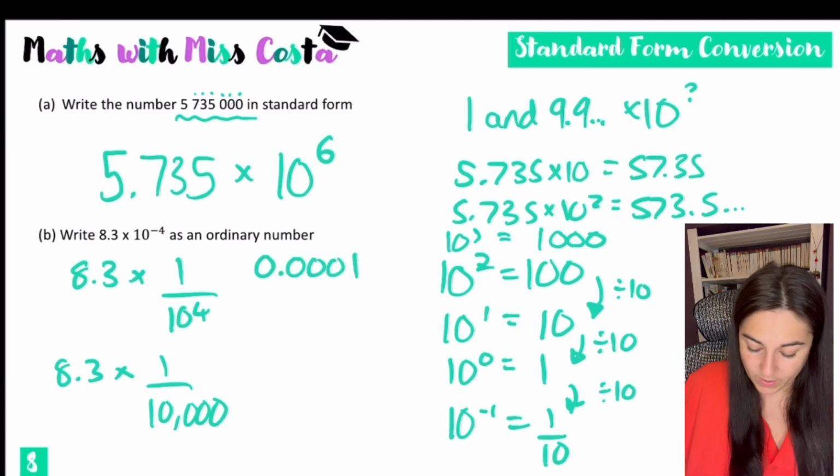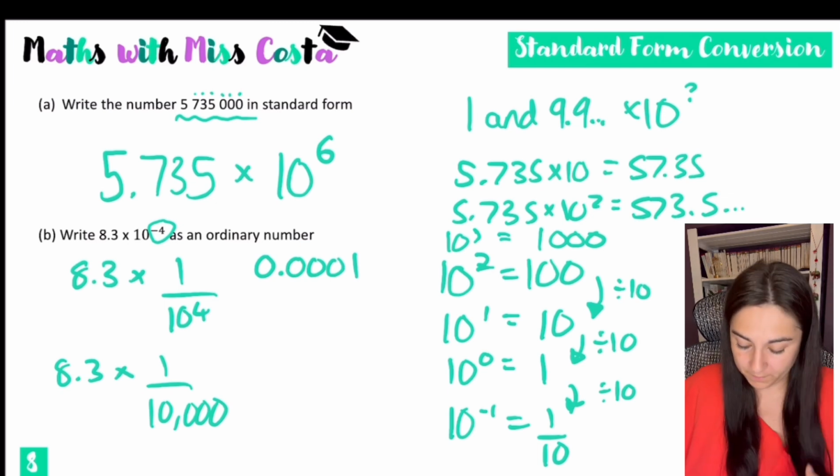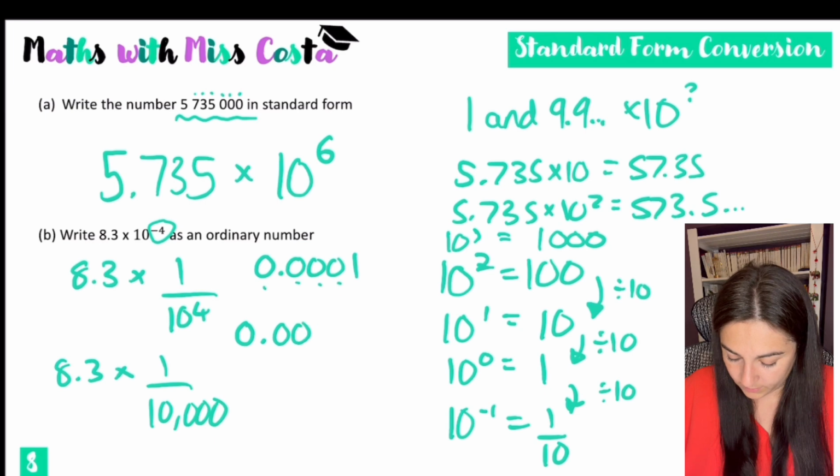1 over 10,000 is the same as 0.0001. So when you've got a negative 4, you can just do a little cheat method where you count how many zeros are before your number. So 1, 2, 3, 4, that's the same as 1 over 10,000. So 8.3 times 0.0001 would give me 0.00083. So I've got 1, 2, 3, 4 zeros, and then I write my number.